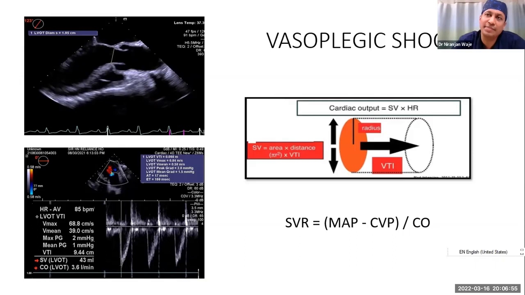Echo can be used like any other cardiac output monitor. How do you do that? The basic principle is area into flow. Flow is calculated from the VTI, the velocity time integral, of the flow across a particular area. So if you calculate the area at a point and the VTI across it, we can calculate the flow occurring across this point.